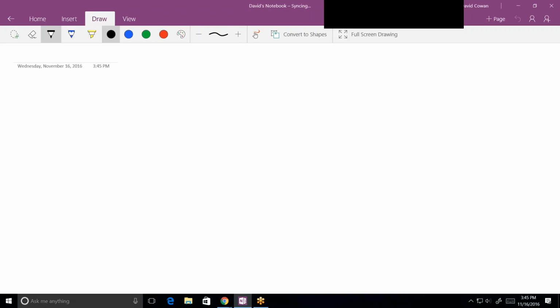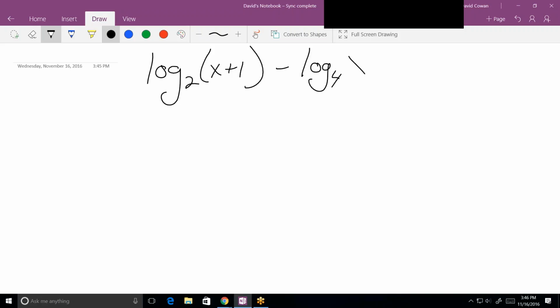Go ahead and give me more problems. I bet we run into one that's like that. Okay, so same direction, just solve for x. Log base 2 of x plus 1 minus log base 4 of x equals 1. Hey, again with the different bases.